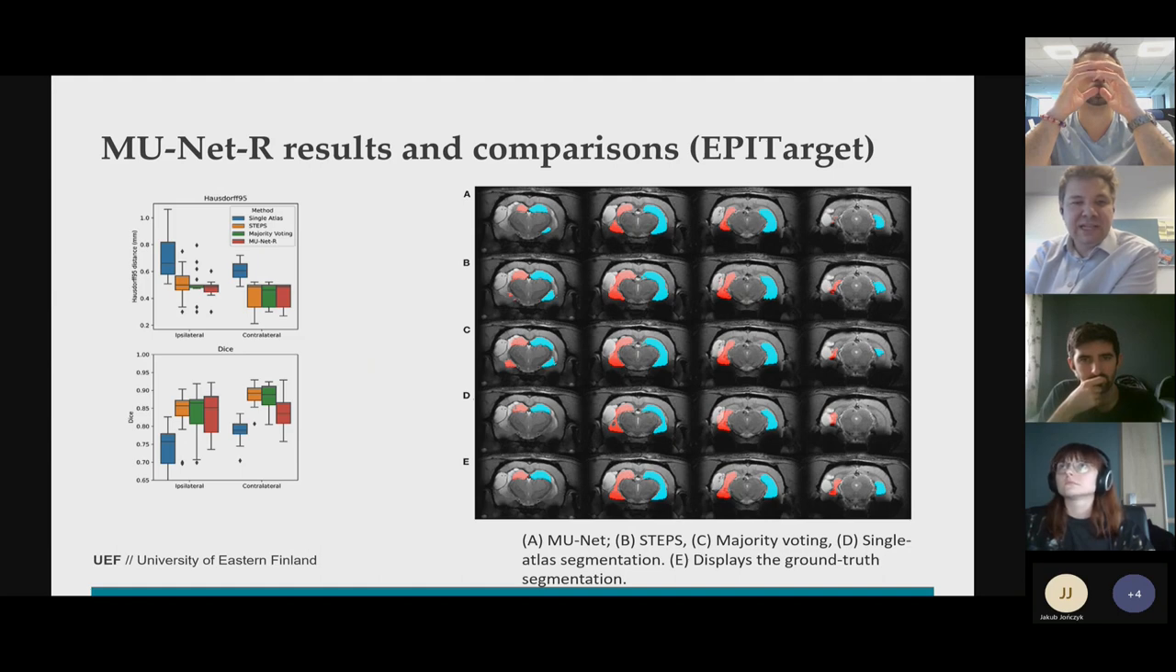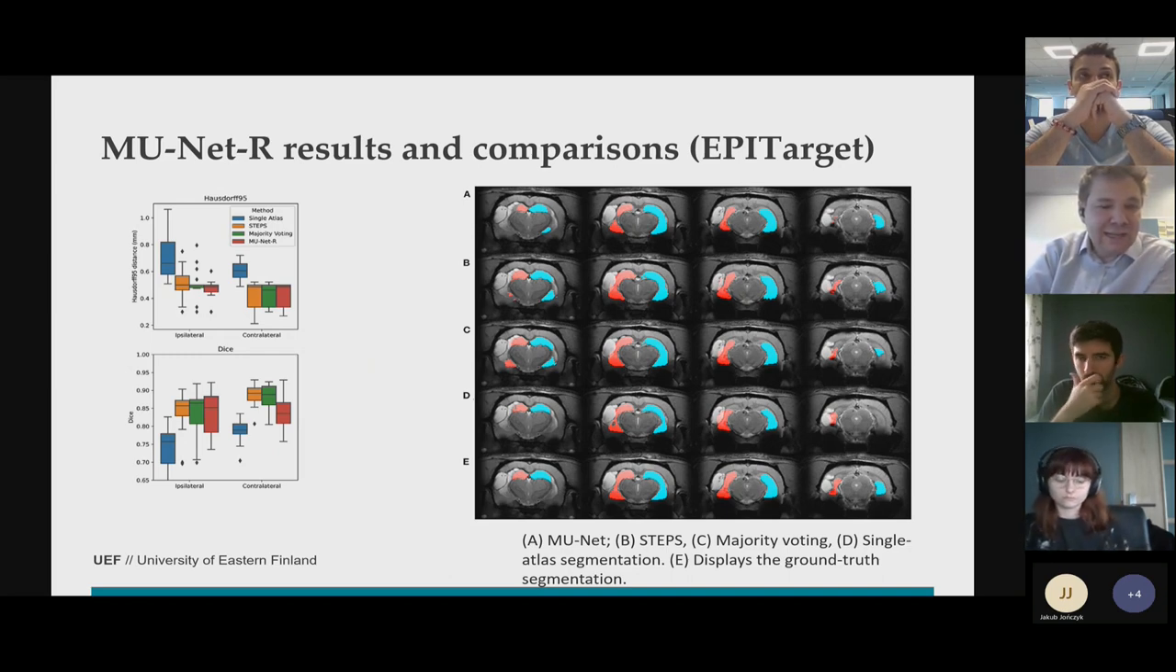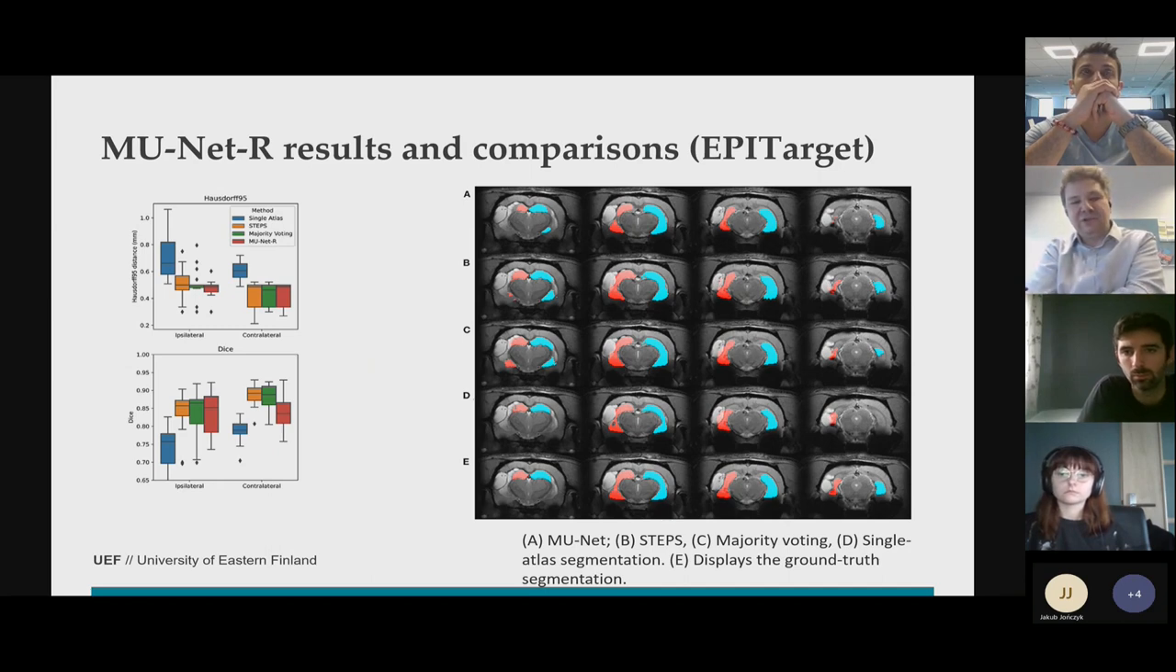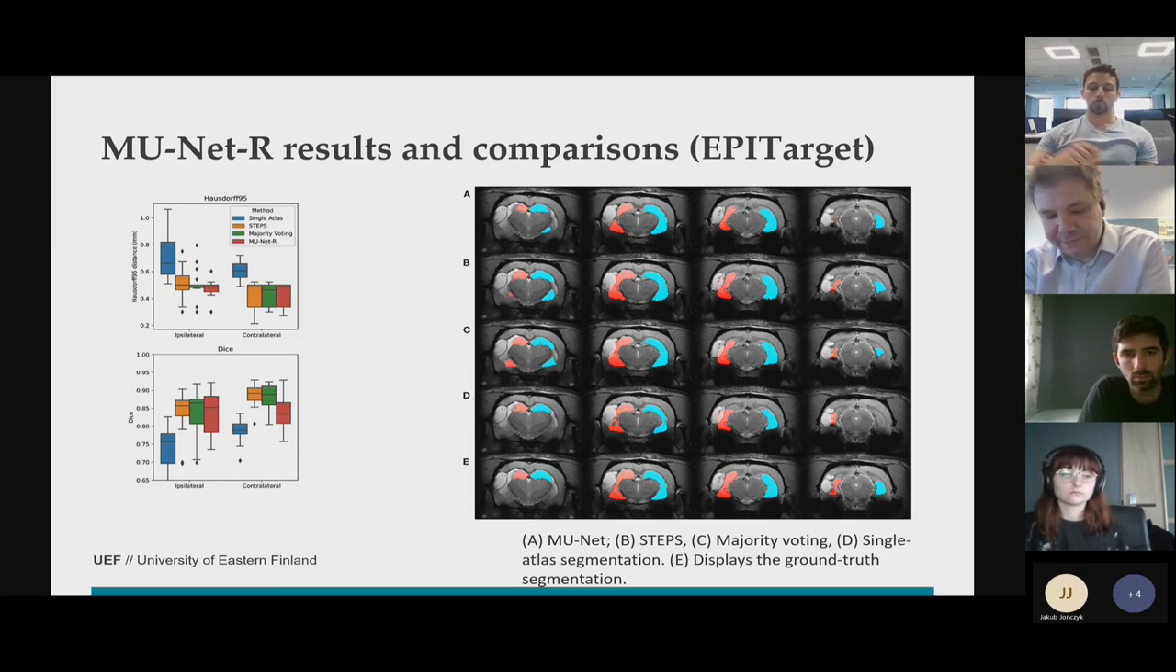Although here in the EpiTarget dataset, we see for the first time that multi-atlas segmentation can be even a little bit better than convolutional neural network because of the small training set and probably also the low resolution of the images.